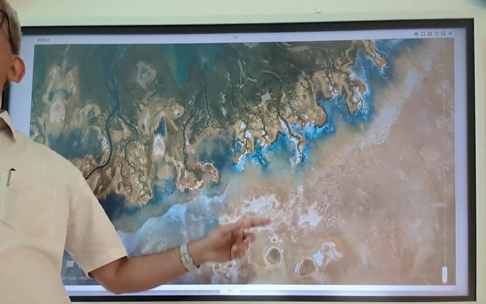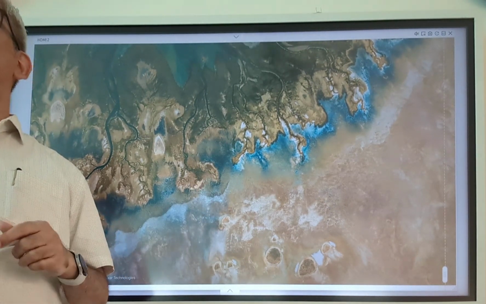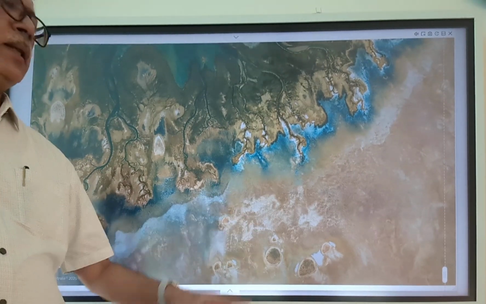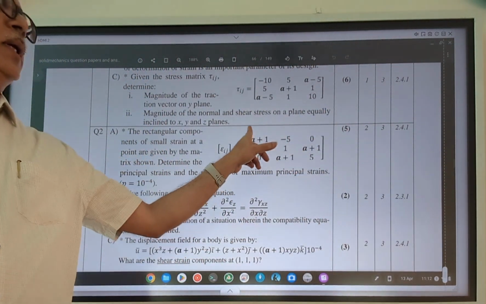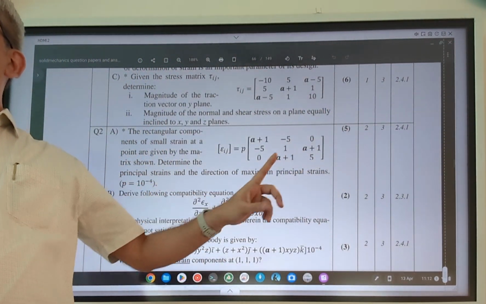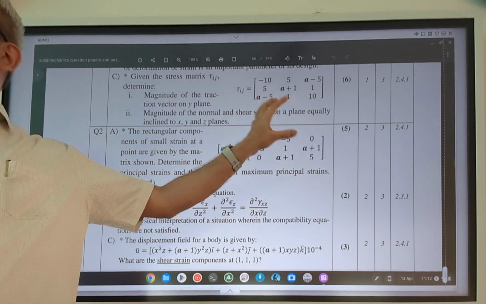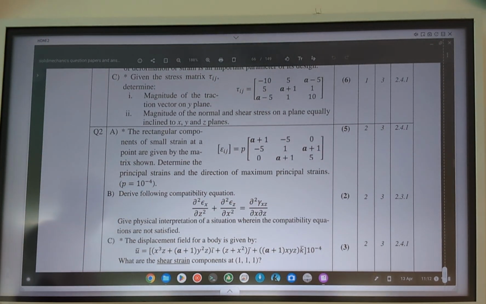What is that? Divided by 2 is correct. What will you divide by 2? Gamma. So all non-diagonal terms you have to divide by 2. Diagonal terms you don't divide, and don't divide if the problem asked is principal stress. So for principal stress, this remains as it is. Only for principal strain it gets divided.